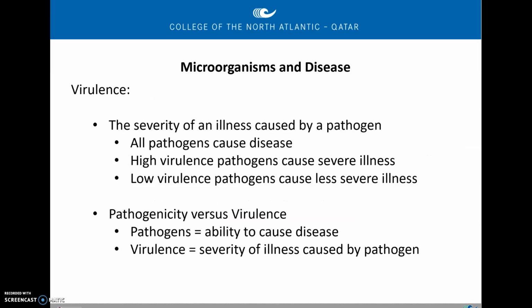Now, the next really important term for you guys to know is virulence. Virulence is how severe an illness is. If we have a pathogen that has high virulence, it can cause us a severe illness. If it has low virulence, then it causes a less severe illness. The two words together, pathogenicity and virulence, are often mixed up, so try not to get mixed up with them. Pathogenicity means the ability to cause disease, and virulence means how bad that disease is. So try and keep those separate and clear in your mind.